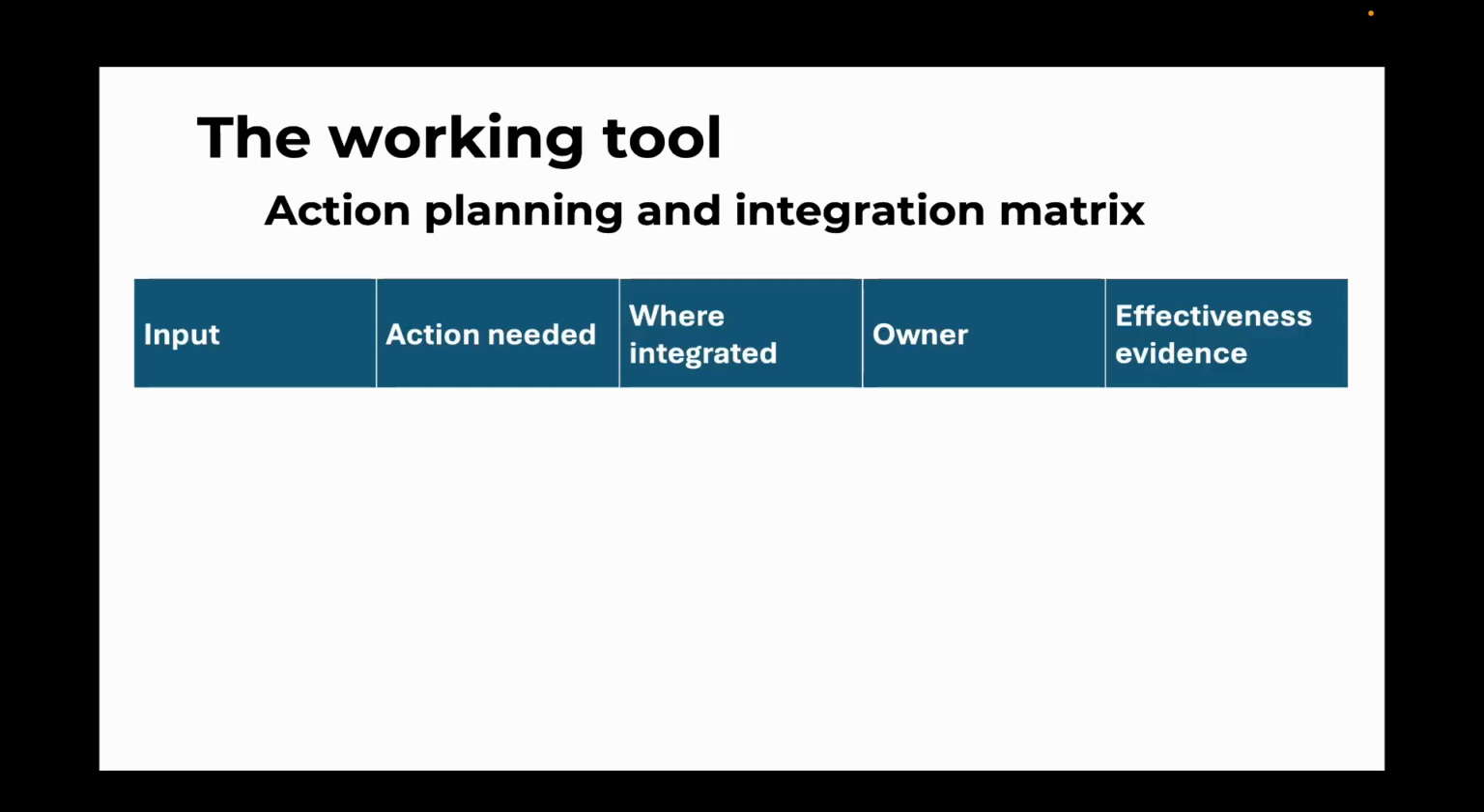For this episode, the working tool is an action planning and integration matrix. The first column is the input. So this may be a significant aspect, a compliance obligation, a risk, or opportunity. The second column describes the action needed. The third column identifies where the action will be integrated. The fourth column assigns ownership, and the fifth column defines how effectiveness will be evaluated.